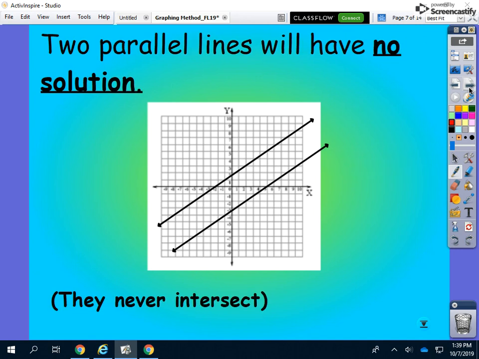Parallel lines will not have a solution because, as you know, parallel lines never intersect. So your graph would look something like this. Notice the slopes of the lines are the same.